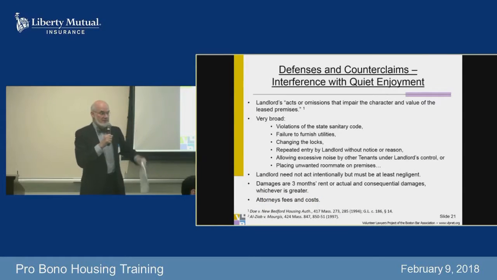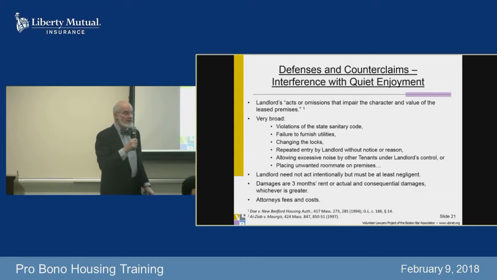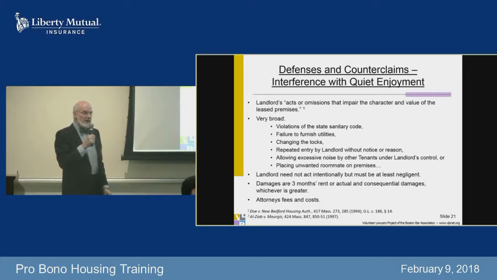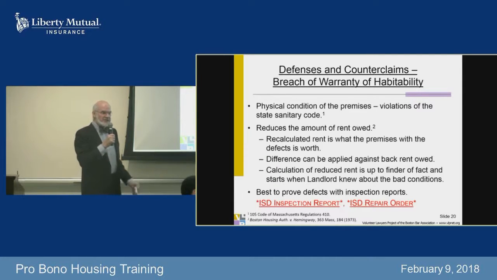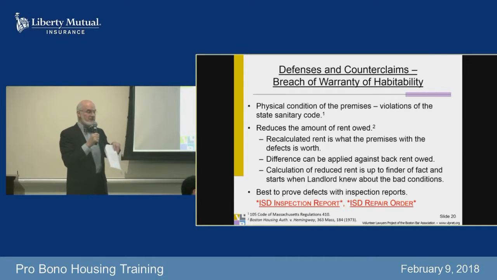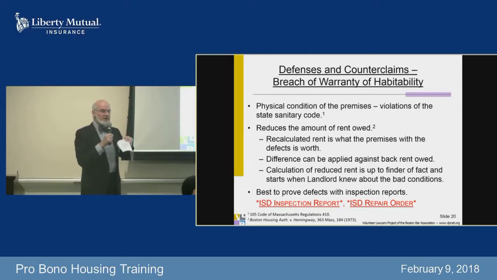Just a quick question. Do clients usually come in with how much it costs to repair that or the damage? Do the clients come to the clinic with that? So the question is, do they come in with evidence of the repair costs? And it's not actually a measure of repair costs.